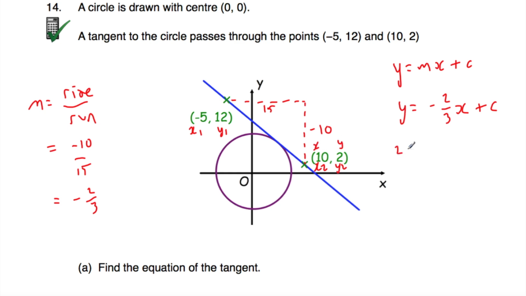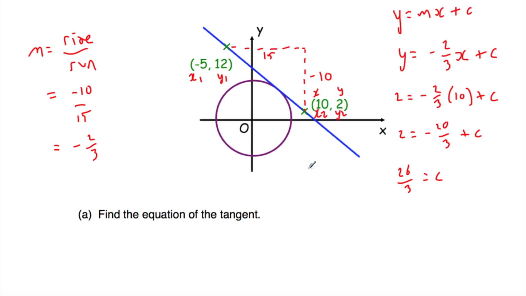So we're going to get 2 is equal to minus 2/3 times x, which is 10, plus c. So 2 is equal to minus 2/3 times 10, which is minus 20/3, plus c. Now we want to add 20/3 to both sides, so on my calculator I'm going to do 2 plus 20/3, and we get 26/3, and that's equal to c. So c is equal to 26/3.